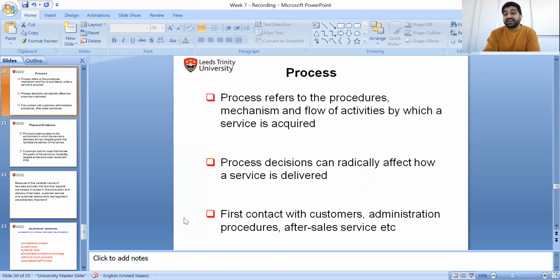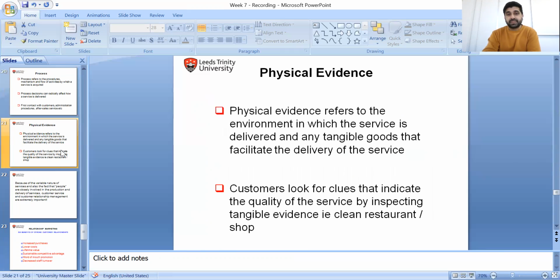Process decisions can radically affect how a service is delivered. Yes, the process definitely will affect the customers. If this process is slow, then definitely it will affect the customer's satisfaction. First, attract customers, administration procedures, after sales service. Yes, that's correct. Physical evidence.